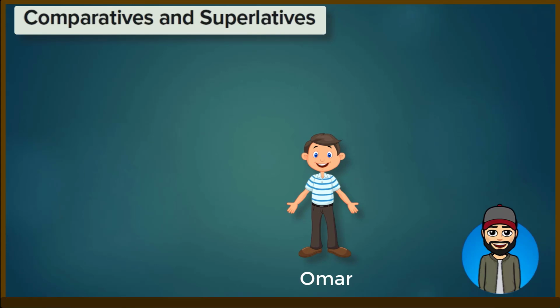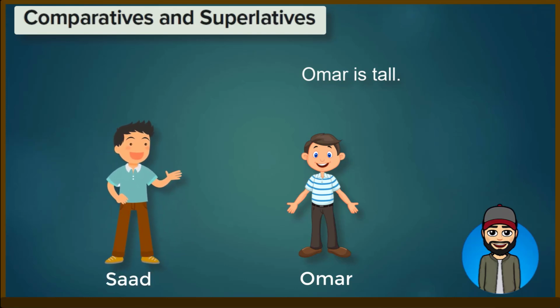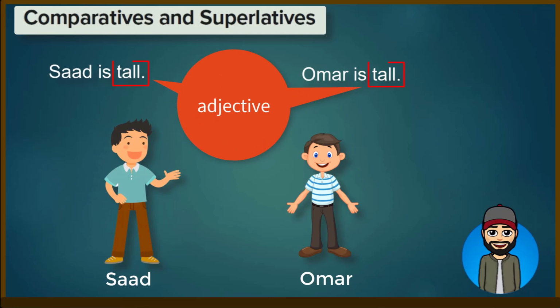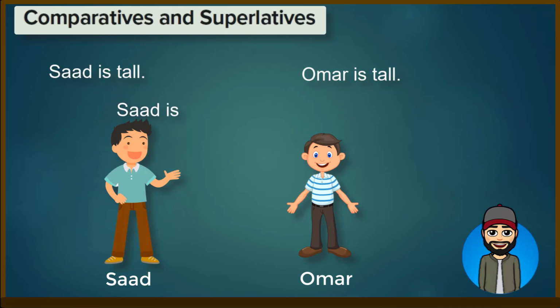This is Umar. Umar is tall. And this is Saad. Saad is tall. So the adjective here is the word tall. Saad is taller than Umar.